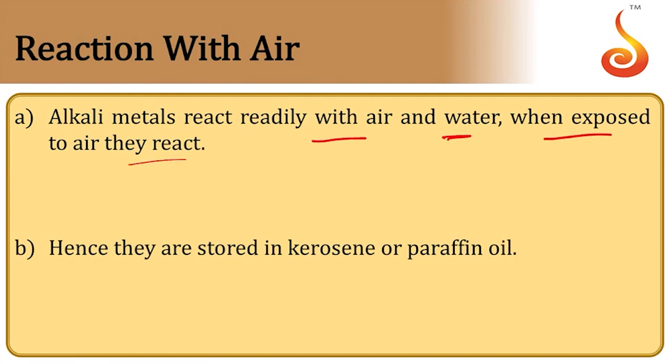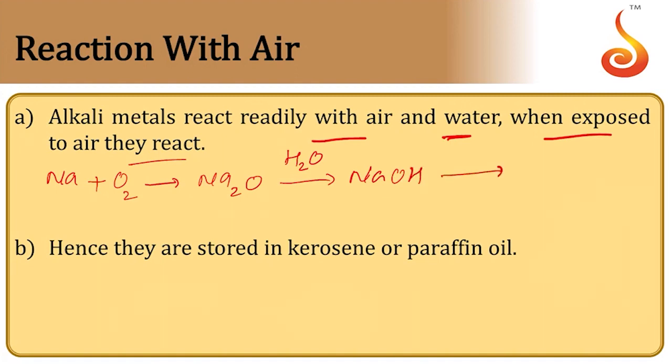Suppose you are exposing the alkali metals to air. They react with air, and you can take a reaction like this. For example, sodium: when exposed to air, it reacts to form sodium oxide, and this further absorbs moisture from the air and dissolves in it, forming sodium hydroxide. This may even absorb carbon dioxide from the atmosphere, and then it forms Na2CO3. It implies that when sodium is exposed to air, finally we get sodium carbonate.